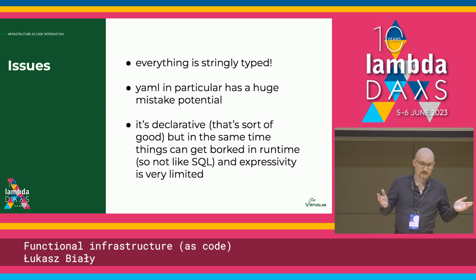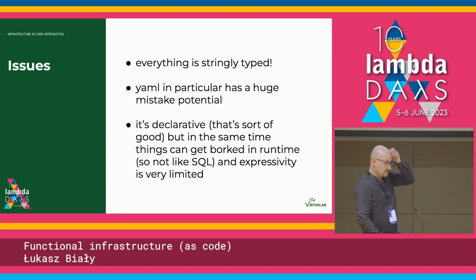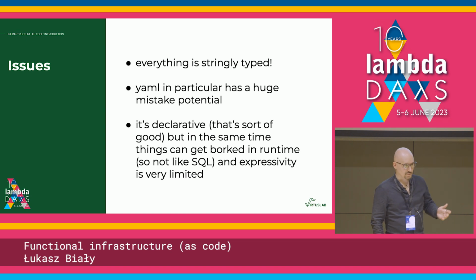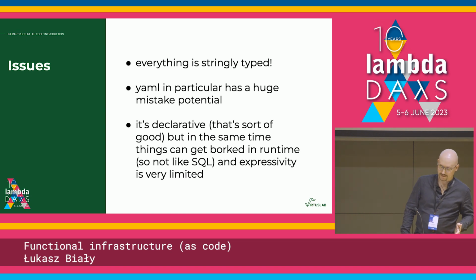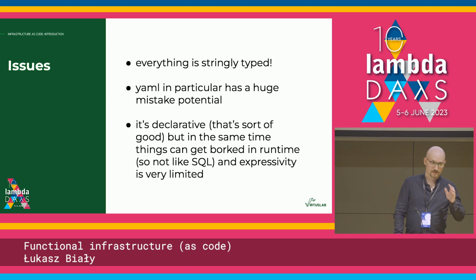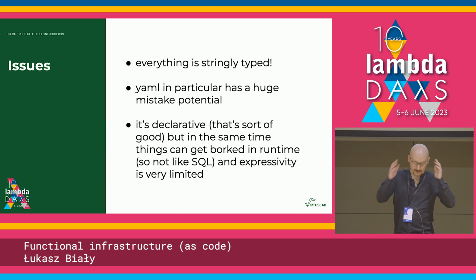And first, everything is stringly typed. And starting with Ansible, we get YAML. With Kubernetes, we also get YAML because why not? And YAML is, in my personal opinion, the worst possible thing to do in this regard, and it has a huge mistake potential. There are so many footguns that I just don't even remember all of them.